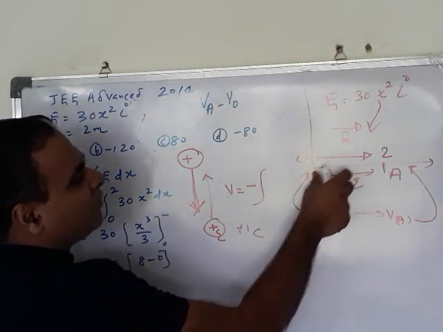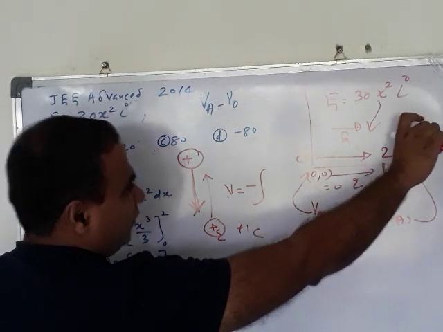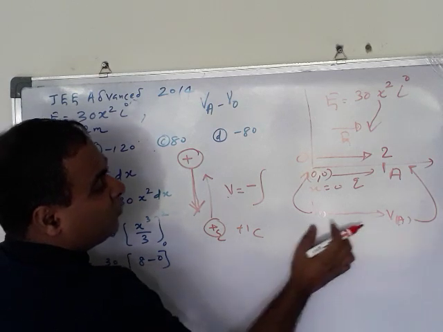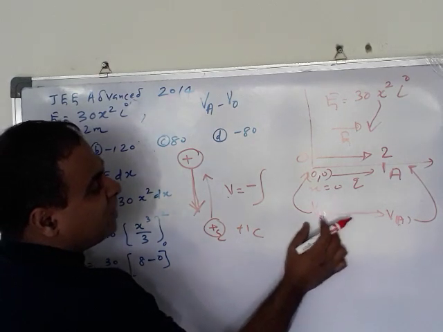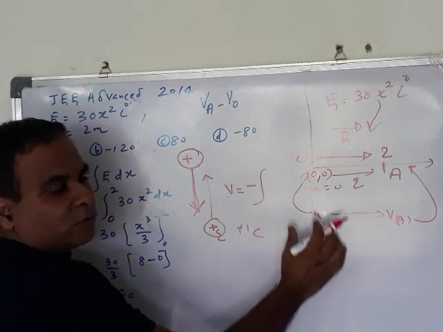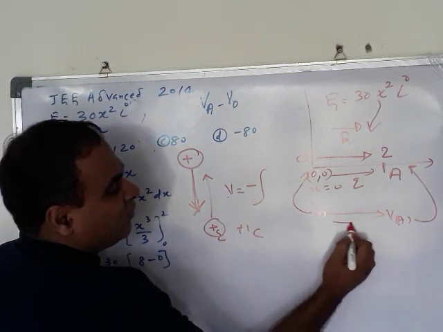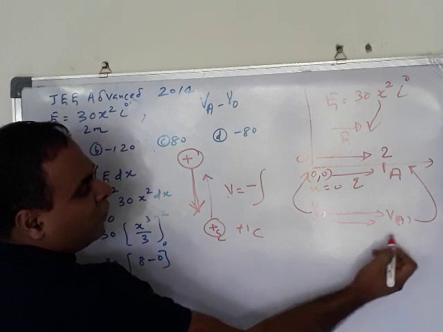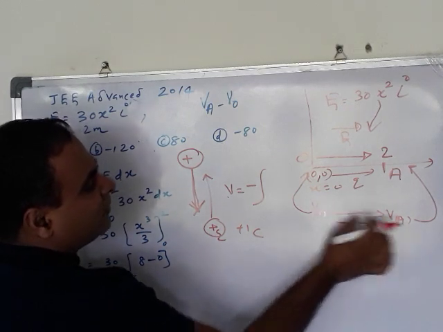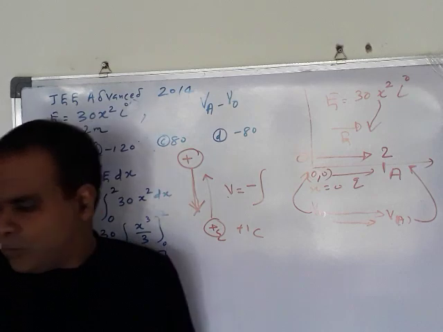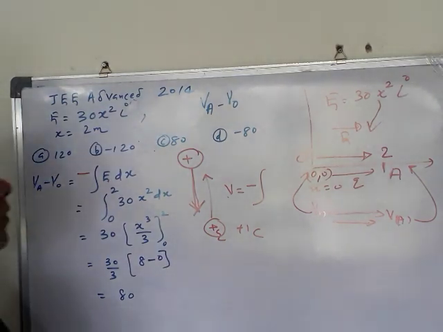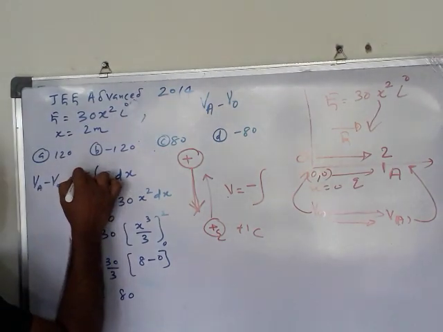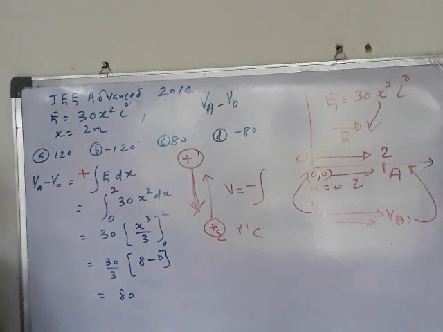If you see here, the electric field is in the positive x direction. To find the potential difference from VA to V0, we move the charge from initial to final. The charge is moving from initial to final, so that is the potential difference VA minus V0. If we are moving the charge in the opposite direction, it is V0 minus VA. Okay, so till now you are clear. Here both are in the same direction, so this is plus, not the negative line integral.